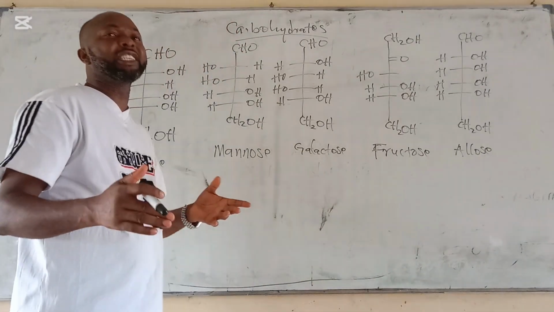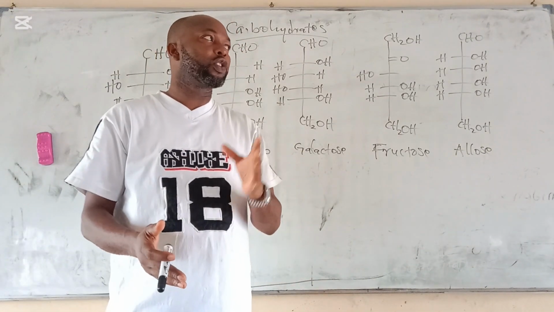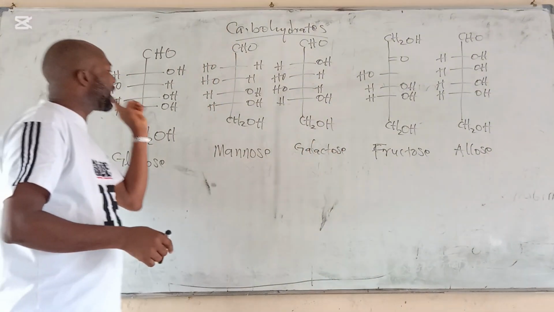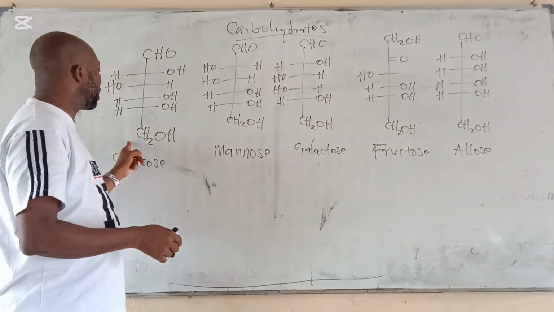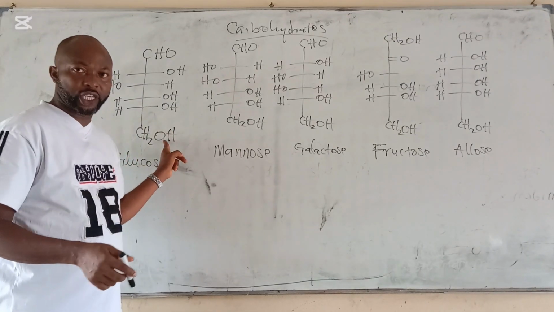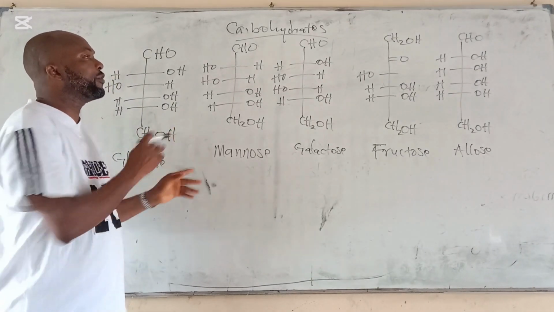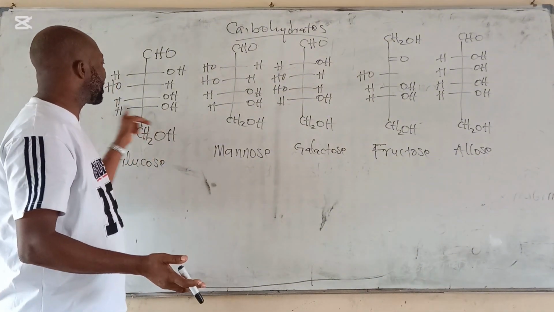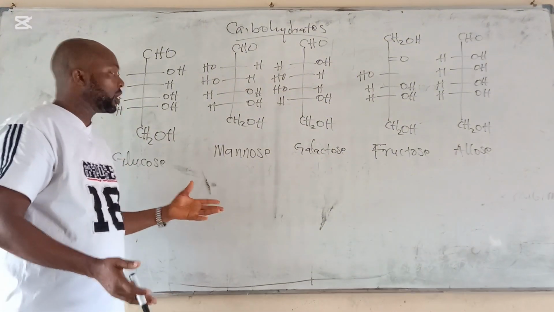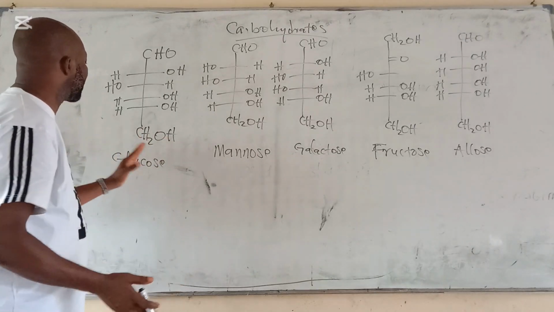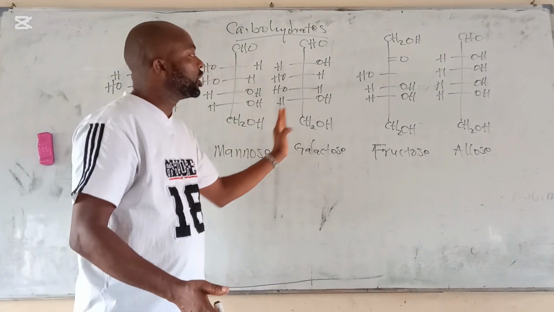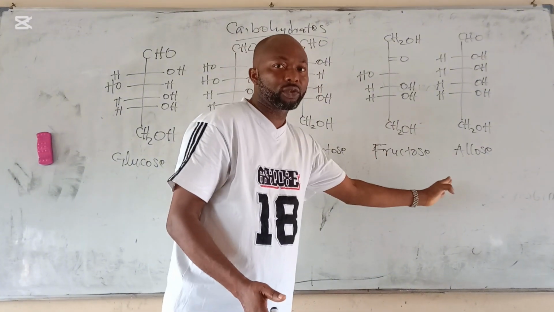So how do we know the dextrorotatory ones and those that rotate to the left? Look at the last OH group before the CH2OH. If it is on the right, it is dextro. If it is on the left, it is levo. The same thing goes here. So this is D-glucose, D-mannose, D-galactose, D-fructose, and D-allulose.